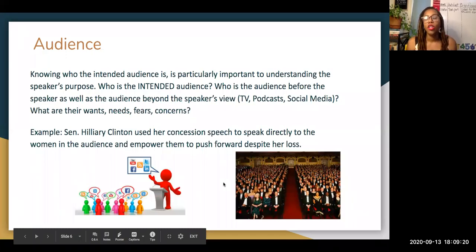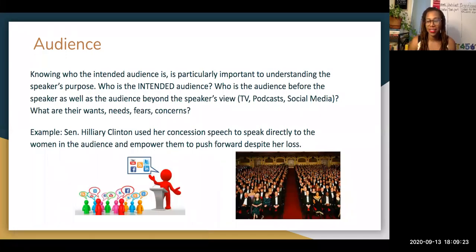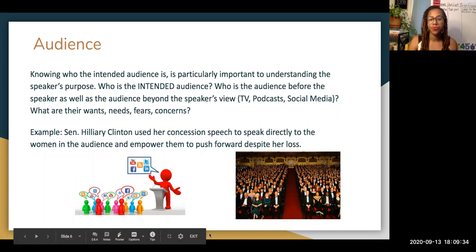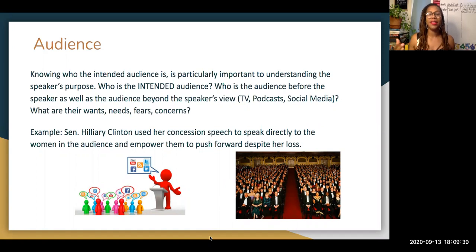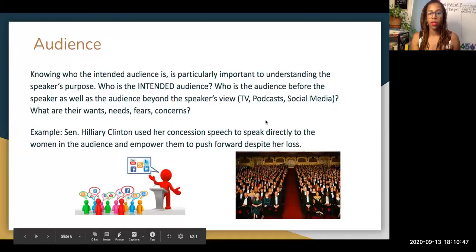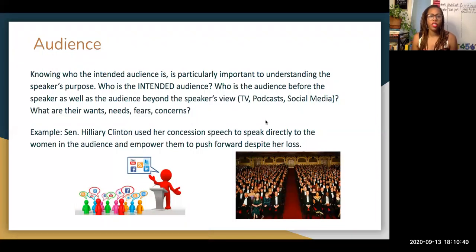Audience. So knowing who the intended audience is. Notice that I'm using the terminology "intended" here because we often confuse intended audience with us, right? Like, oh, I'm reading this, so they're speaking to me. Not necessarily. So you want to keep in mind that you are not always the audience. So you may be asking yourself, just who is the intended audience? That intended audience is the audience that is sitting before the speaker.